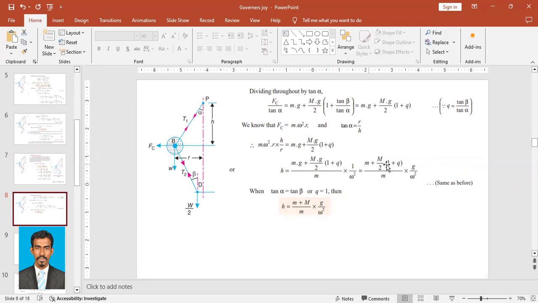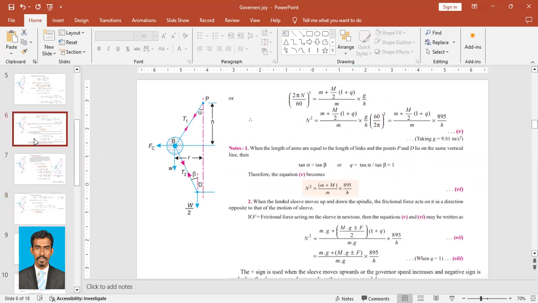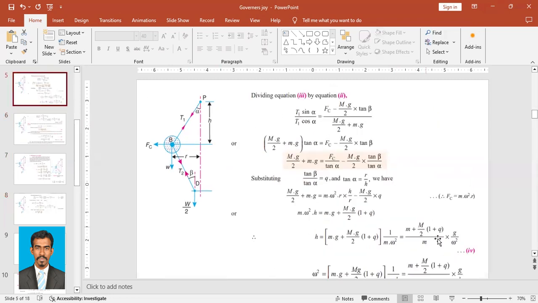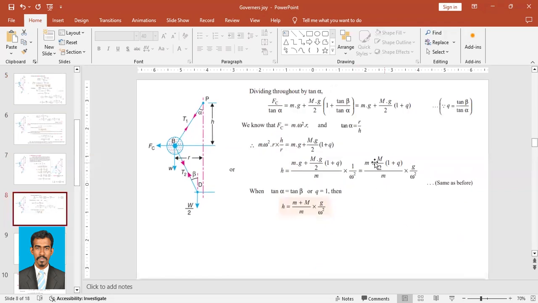So this is just an arrangement. If you see this equation, this is the same equation we saw while discussing the other method. You see here, m plus capital M by 2 into 1 plus q upon m into g upon omega square. Same thing here. So the rest of the conditions would be the same here.